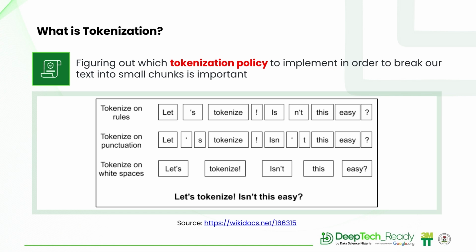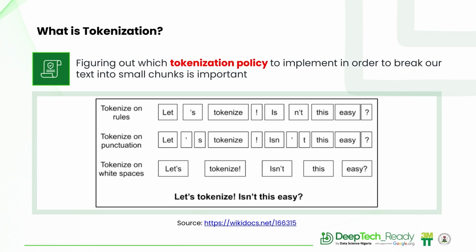So this is actually the simplest policy, and it splits the tokens wherever there is a space. In our text here, wherever there is a separation based on a space, that particular word is tokenized appropriately. So we have "let's", "tokenize", "isn't", "this", "easy". However, this approach doesn't handle punctuation or contractions effectively, as you can see.